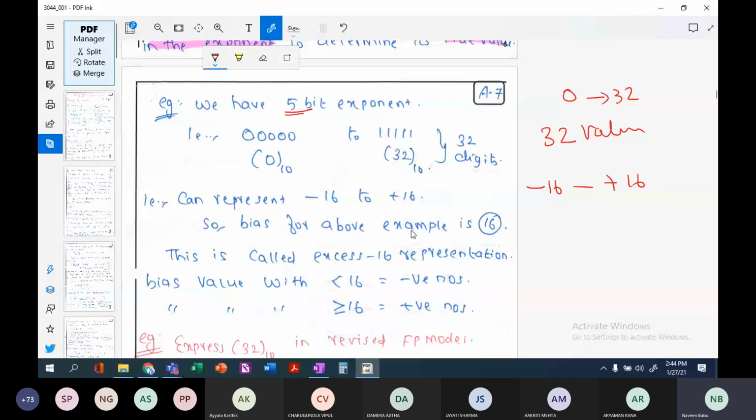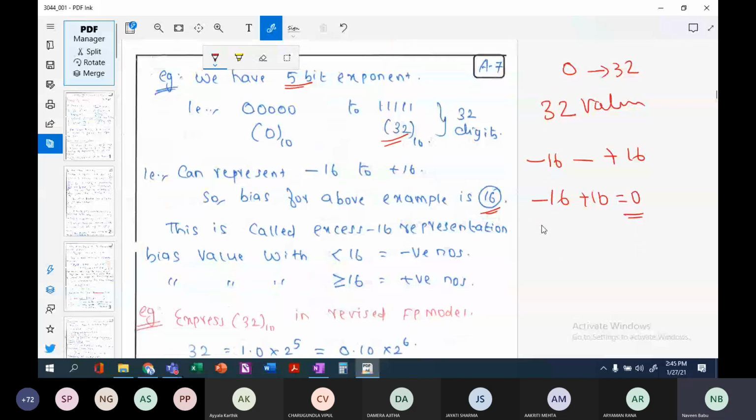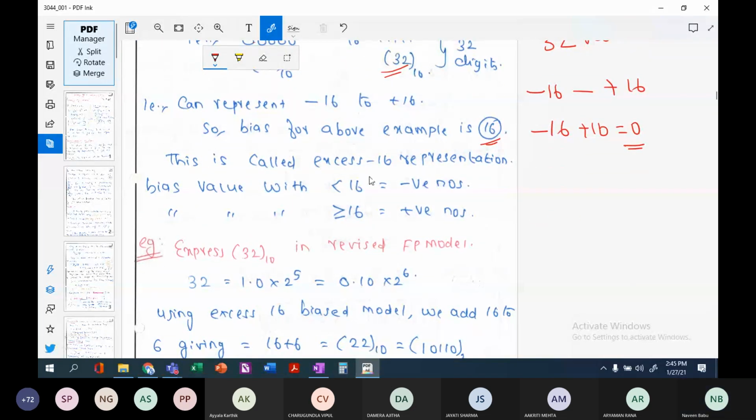So the bias in this particular example: what is half of 32? Half of 32 is 16. So the bias here is going to be 16. Only then, if I want to represent minus 16, I add plus 16 to get 0. If the stored value is 0, it means the actual value is minus 16. So this is called excess 16 representation.